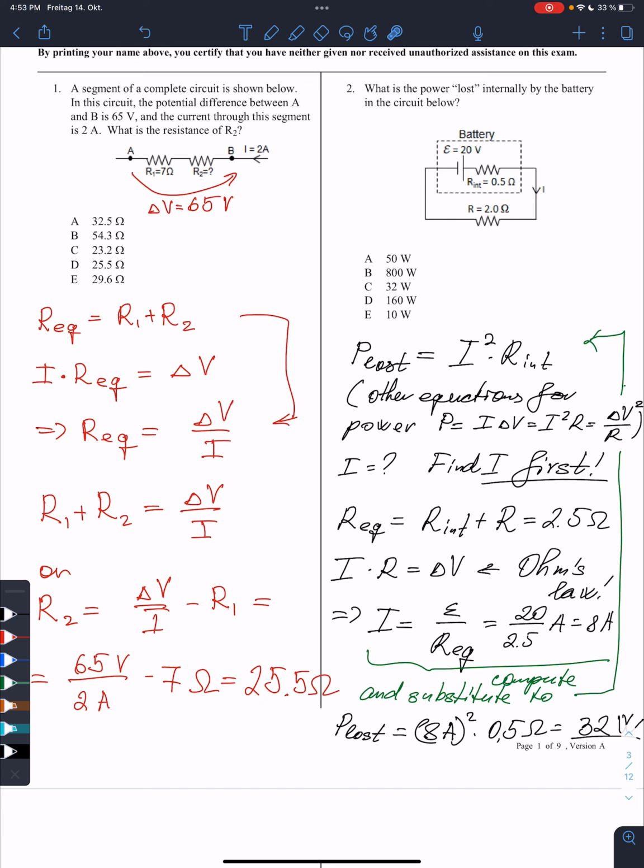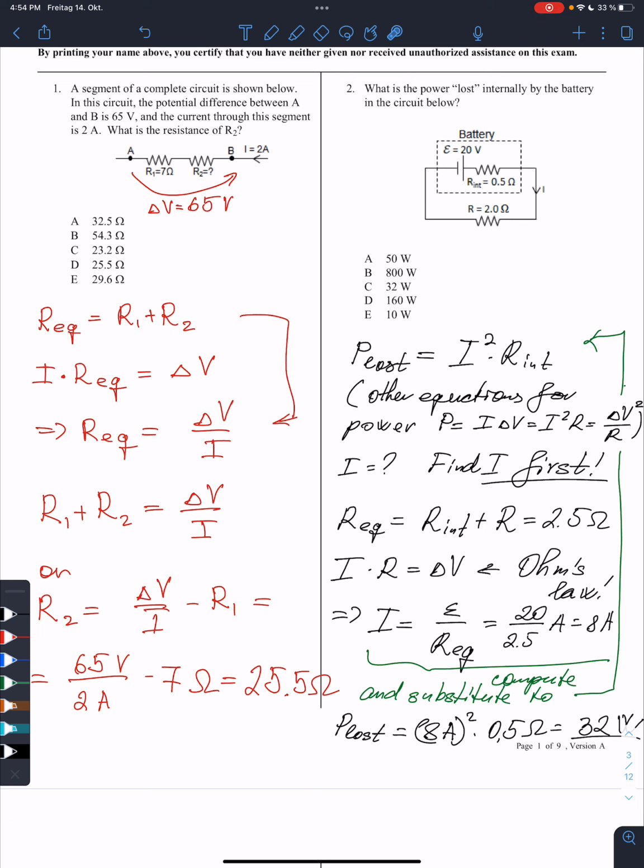Now we can substitute this into the equation for the power. We know R, we found I, so we just substitute and we find the lost power. I did that and I found 32 watts.